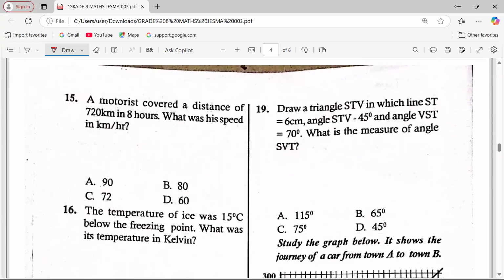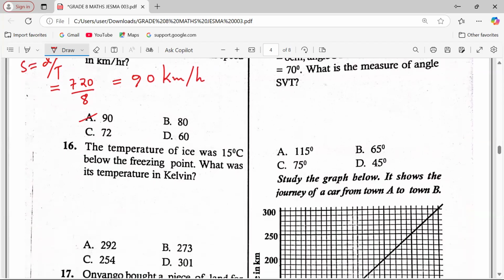Number 15. A motorist covered a distance of 720 kilometers in 8 hours. What was his speed in kilometers per hour? Speed is usually given by distance out of the time taken. So a distance of 720 kilometers covered in 8 hours. When we simplify this, we're going to get exactly 90 kilometers per hour. So the option remains A.